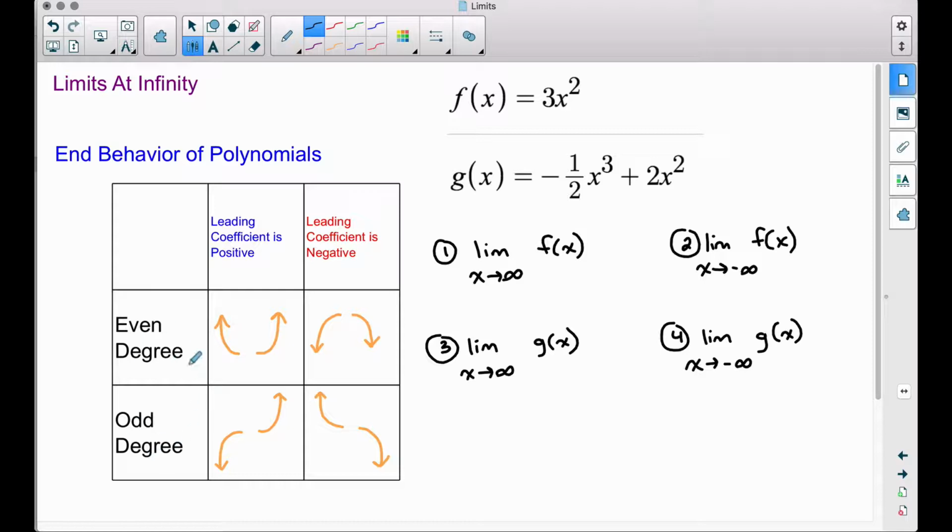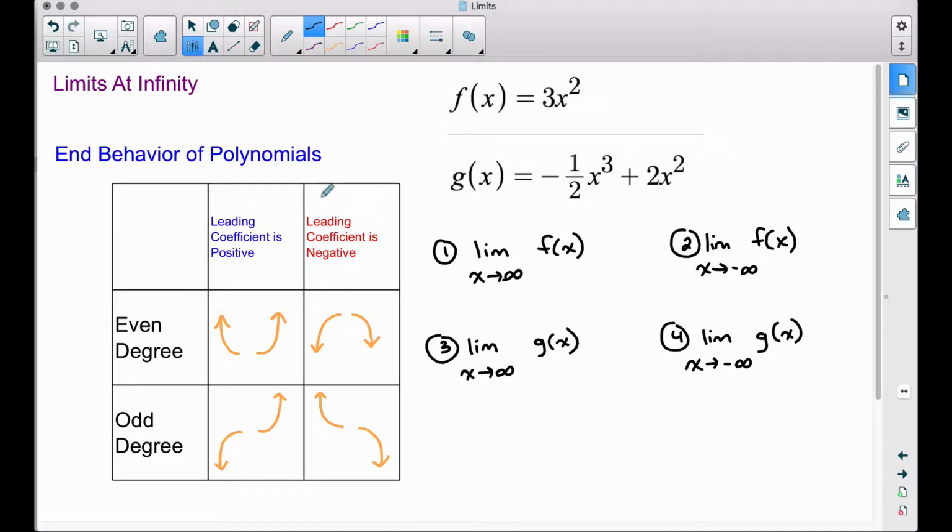To refresh your memory, degree is going to be the highest power that you see in your polynomial. For example, f of x, we have a degree of 2. That's the only power we see. G of x, our degree is 3 because that's the highest power that we see there. So notice we can have even degrees and odd degrees. We do not focus on rational exponents here because we're talking about polynomials.